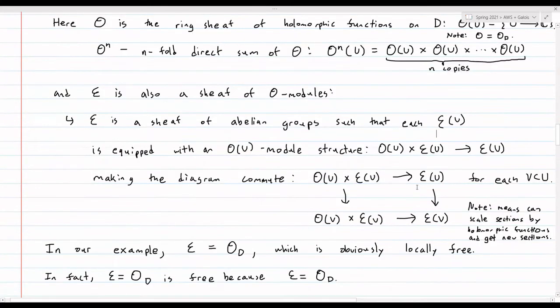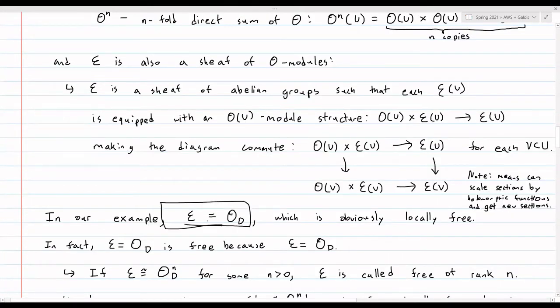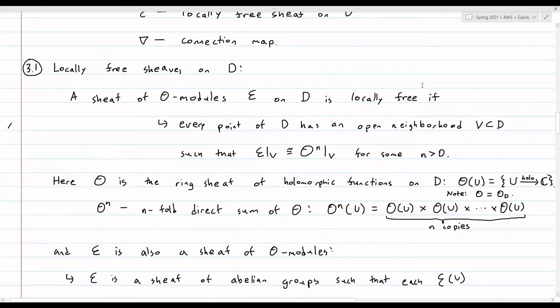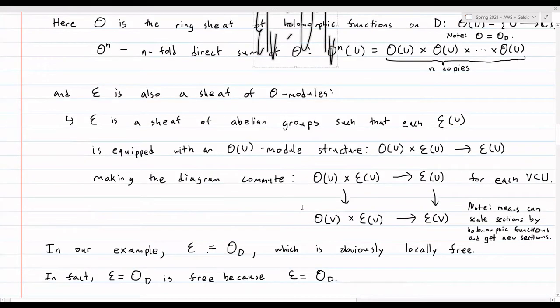Do I have the example here? Yes. Here, our example is E equal to the holomorphic functions on D, which is obviously locally free. Why do I say that? Because first, we need to show that it's a sheaf of O modules. Well, yes, this ring is an O module. It's a trivial O module. It is an abelian group, but it's also a ring, so over each open set it is a module over its base ring, which is just this base ring. And so yeah, it is a sheaf of O modules, trivially, and it is locally free as well because over each small open set, it looks like O^n. Well, it is O^1, so that's good.